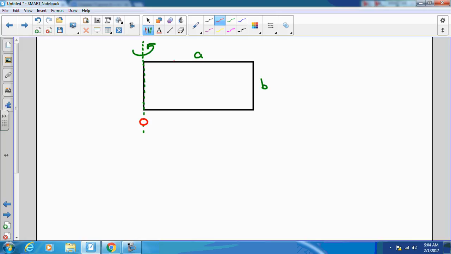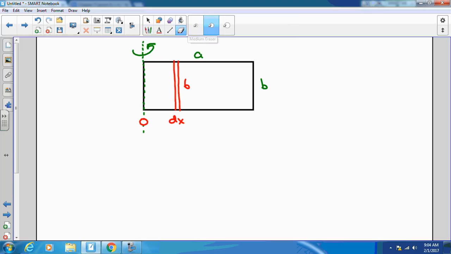If we set this as 0, then we're going to take as our dm the set of all points that is at a constant radius from the axis of revolution. And that set of points is going to be a rectangular strip that has a thickness of dx and has a height of b.